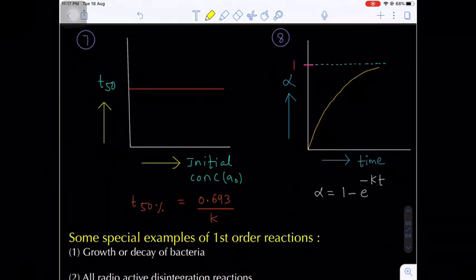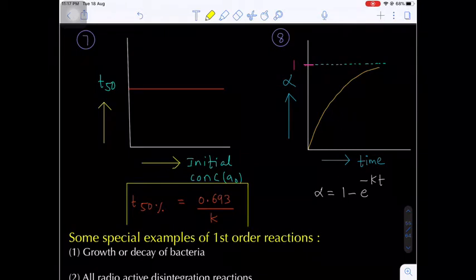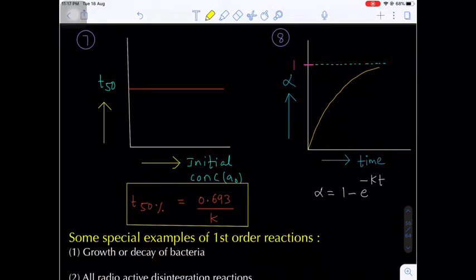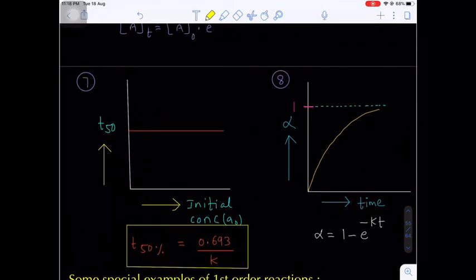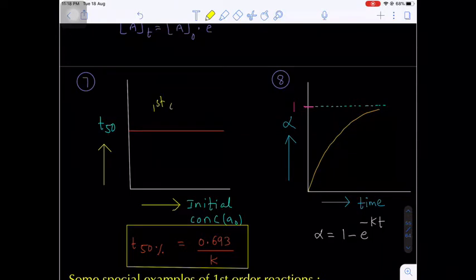Now come to graphs number 7 and 8. Graph number 7 corresponds to half-life. What is the T50 half-life expression for first order kinetics? That will be equal to 0.693 by k. In this expression, the initial concentration is absent. That's why the half-life of first order kinetics is independent of the initial concentration, and that's why there is a straight line parallel to the x-axis. If T50 versus initial concentration of the reactant gives a straight line parallel to the concentration axis, then immediately we can say the order of the reaction is first order. Are you getting my point?